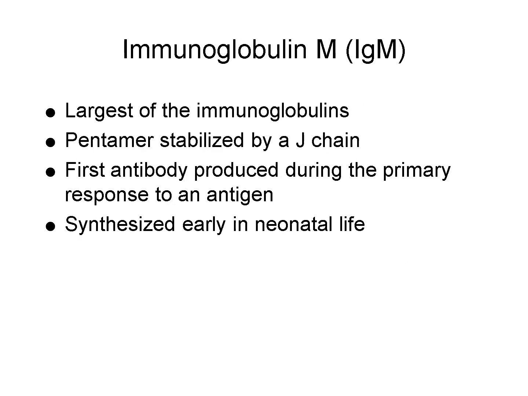IgM is the largest of all antibody types. It is structured as a pentamer, meaning it has 5 antibody units joined together. IgM is the first antibody produced during the initial immune response and is the earliest antibody synthesized in newborns. Its large size allows it to bind strongly to pathogens and quickly activate the complement system.